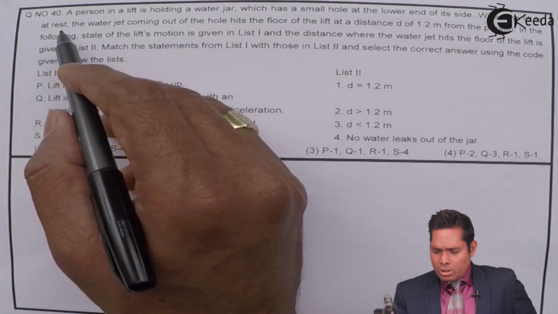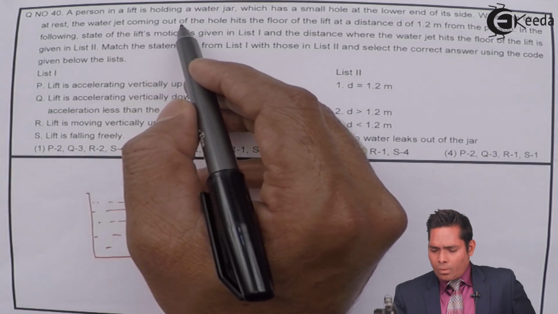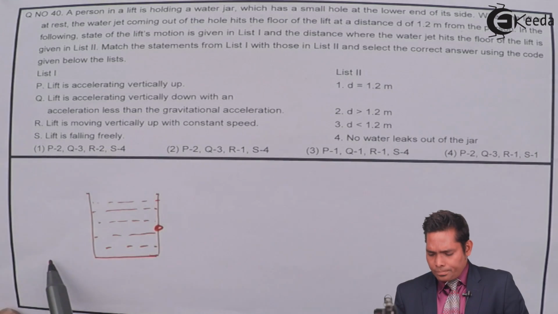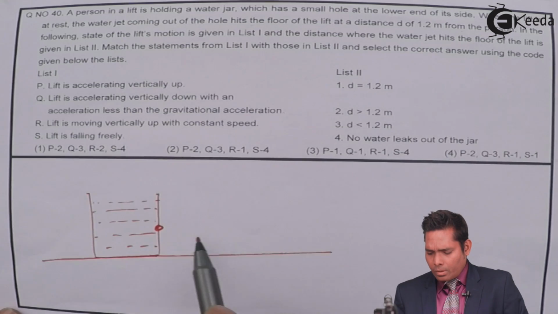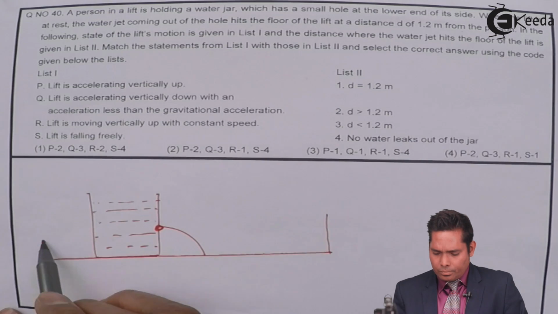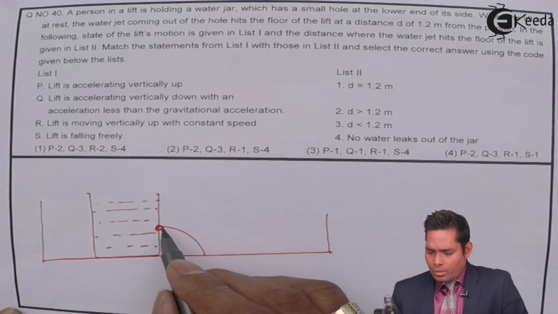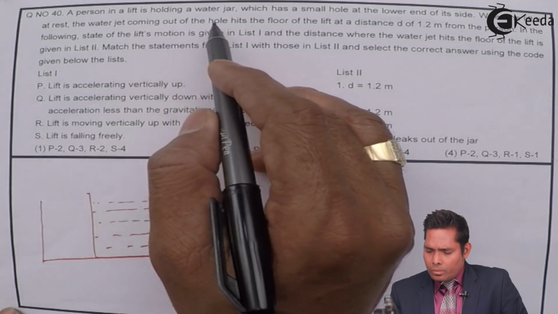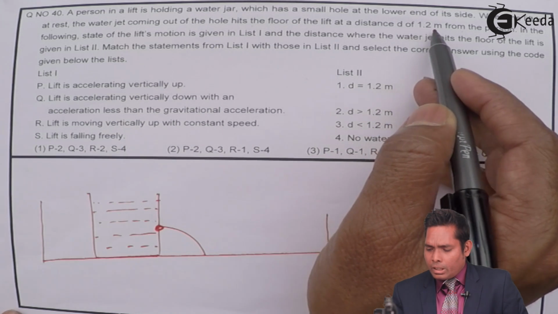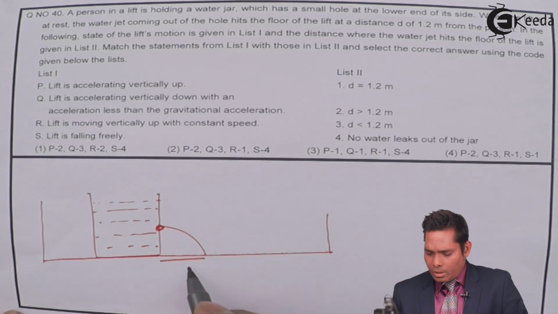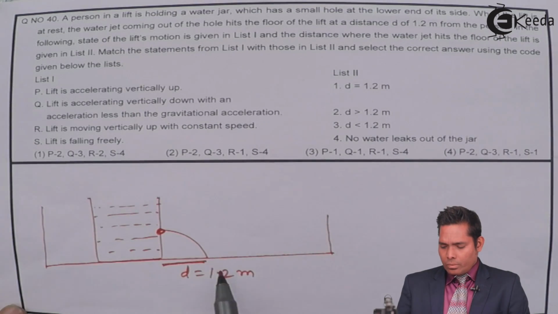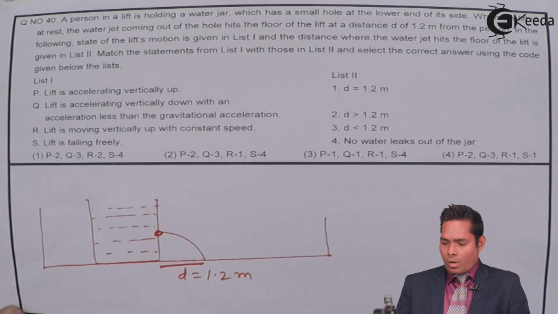When the lift is at rest, the water jet comes out of the hole and hits the floor of the lift, like that, at a distance of 1.2 meter from the person. So this distance is 1.2 meter.